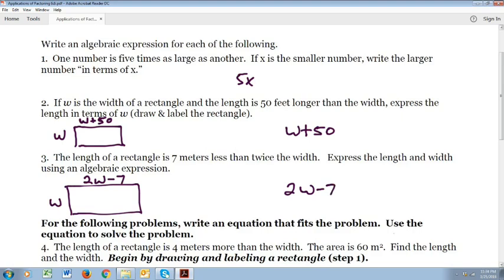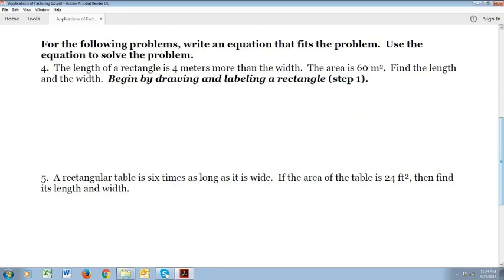All right, let's move on to the next problem. It says here, for the following problems, write an equation that fits the problem. Use the equation to solve the problem. So in other words, we're using an equation to solve a word problem. So this is a rectangle problem, so let's go ahead and draw a rectangle.